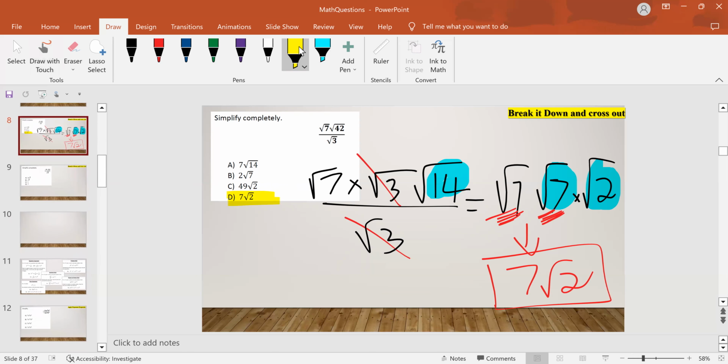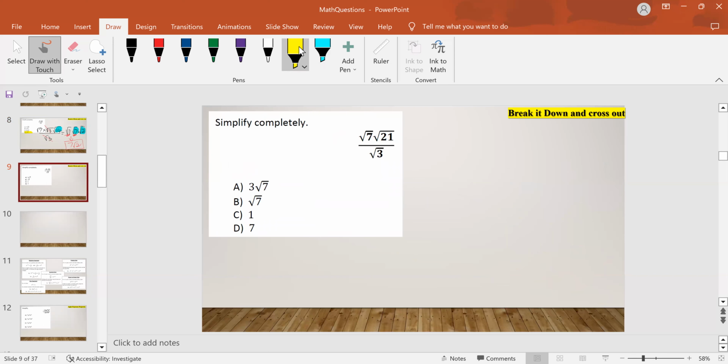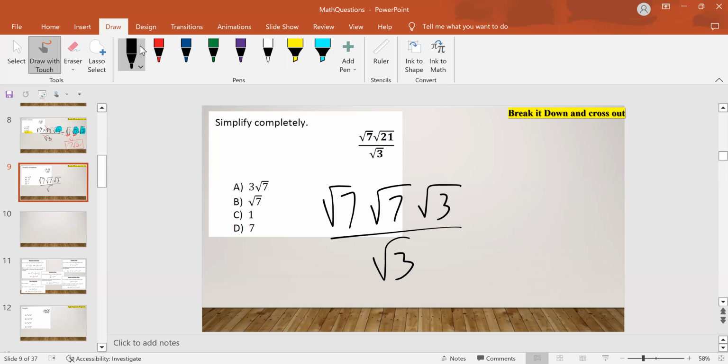We continue. So here, again, we break it down and cross out. We're going to do the same thing like we did previously. So we have the square root of 7 over the square root of 21. I will break down the square root of 21 as the square root of 7 and the square root of 3, everything divided by the square root of 3.